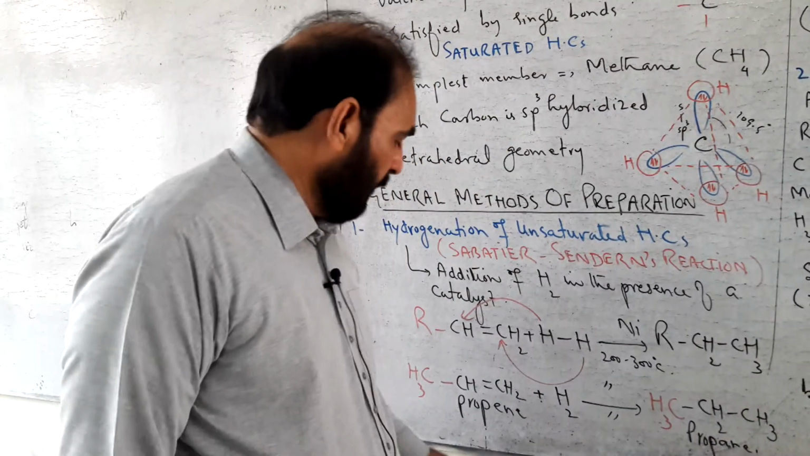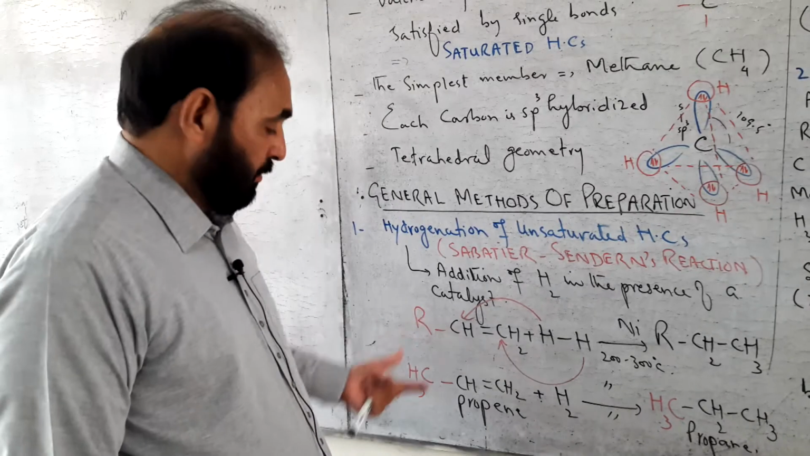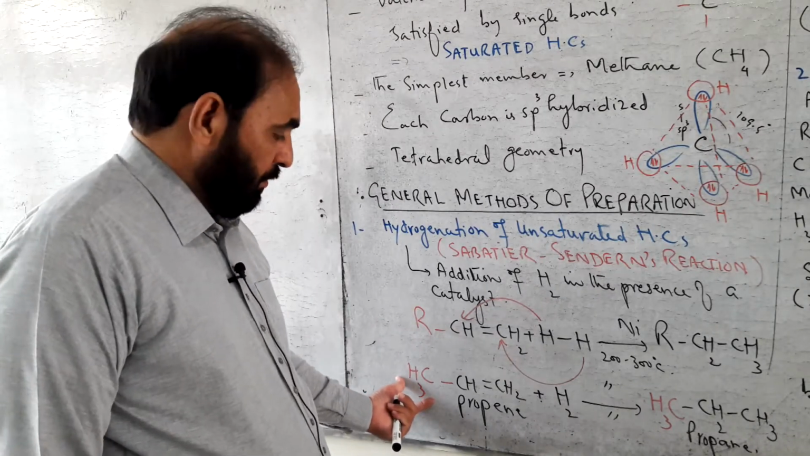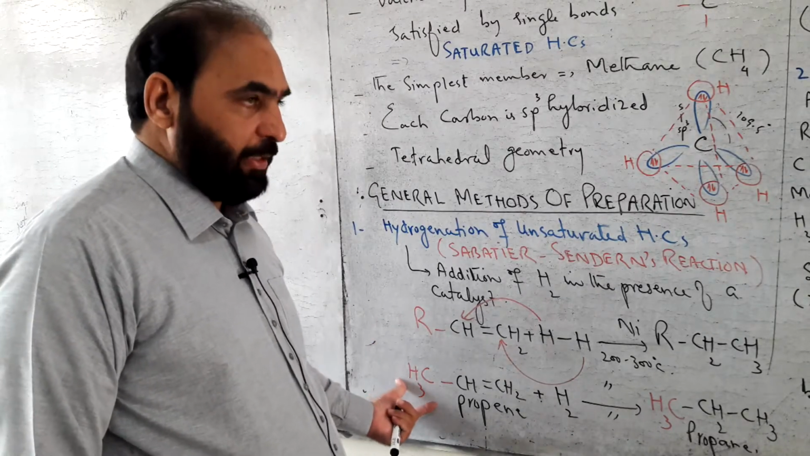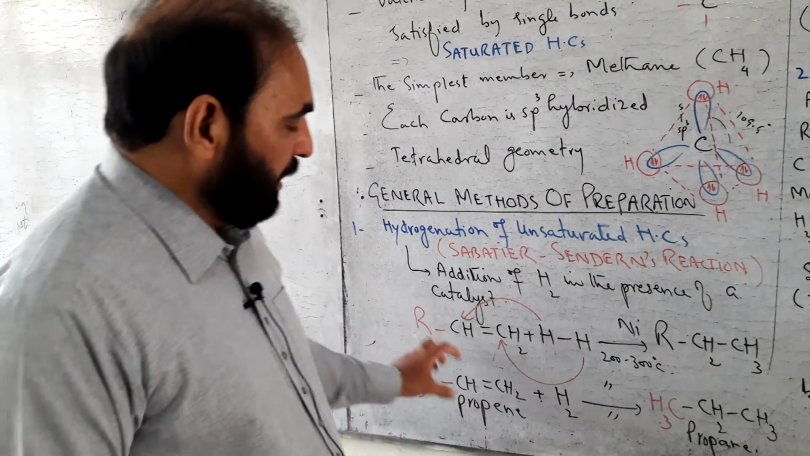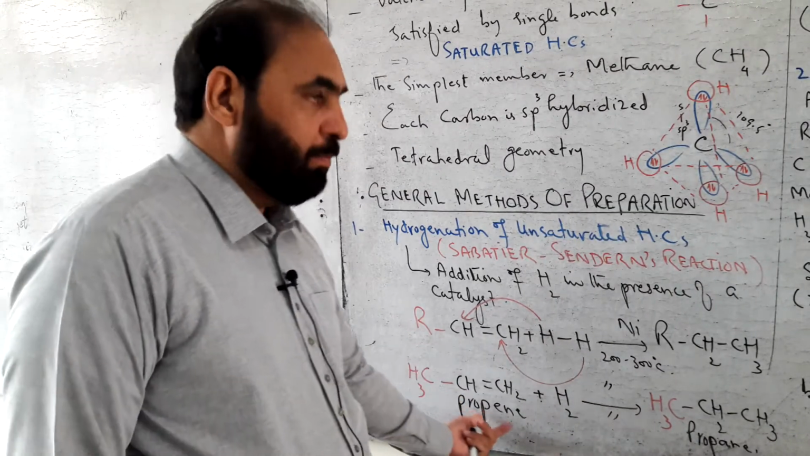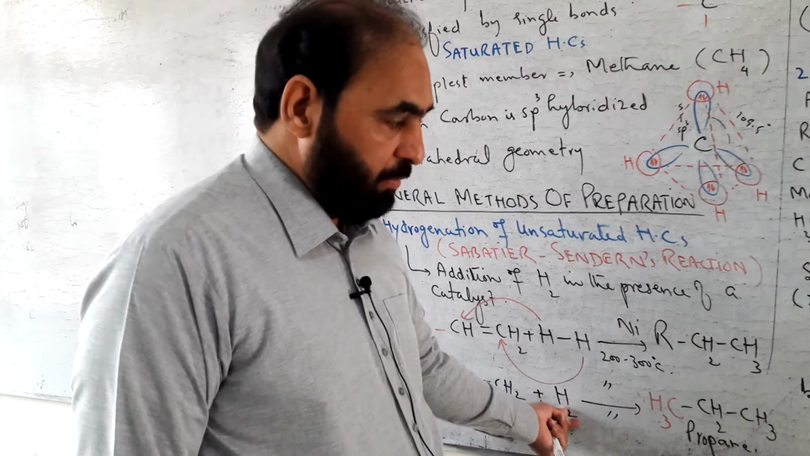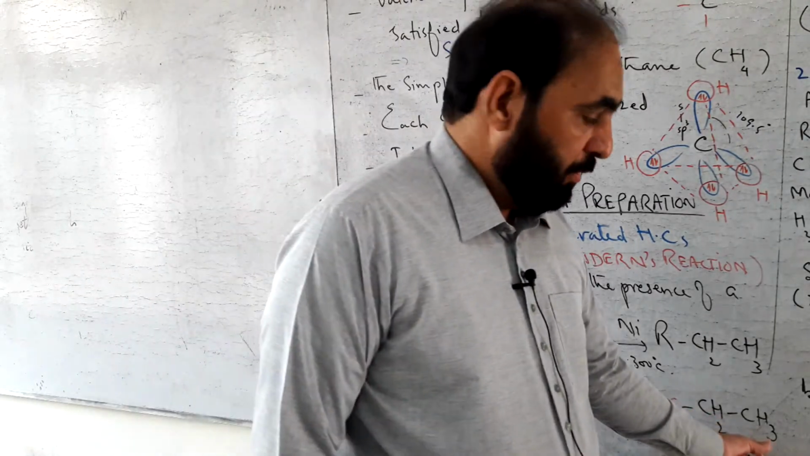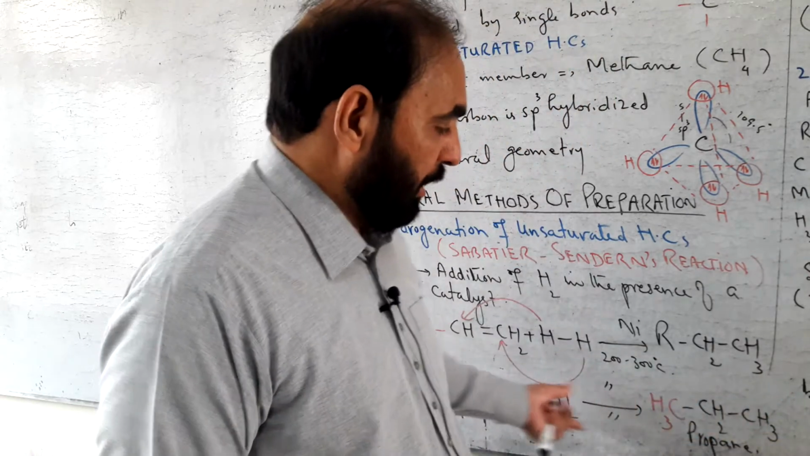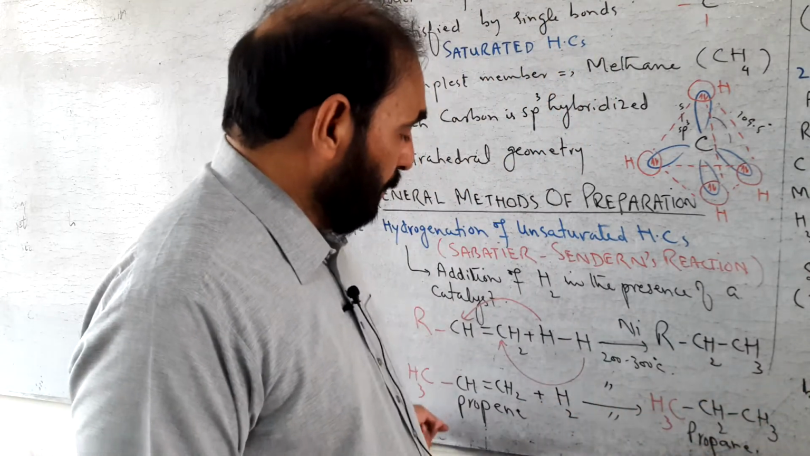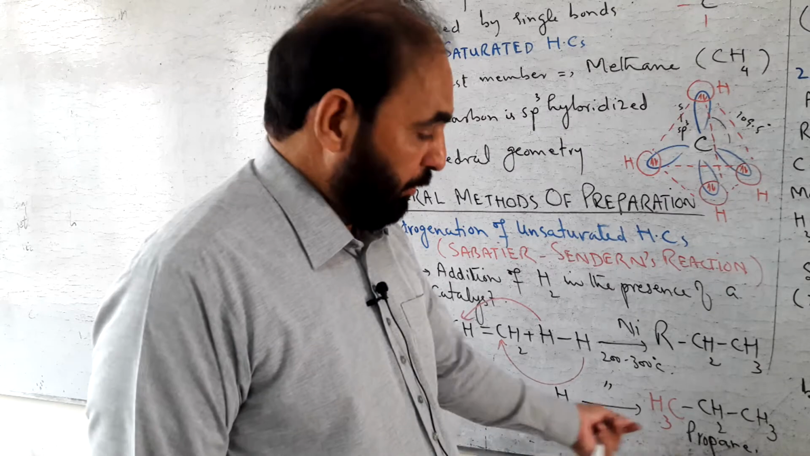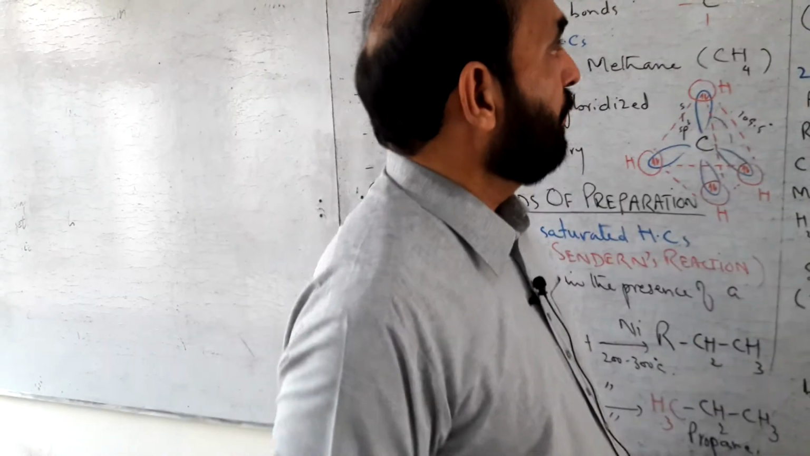So for an example, we replace R by CH3. When R is replaced by CH3, the alkene has the name propene. So when propene is hydrogenated, we get propane, an alkane with 3 carbon atoms. So propene, when hydrogenated, produces propane.